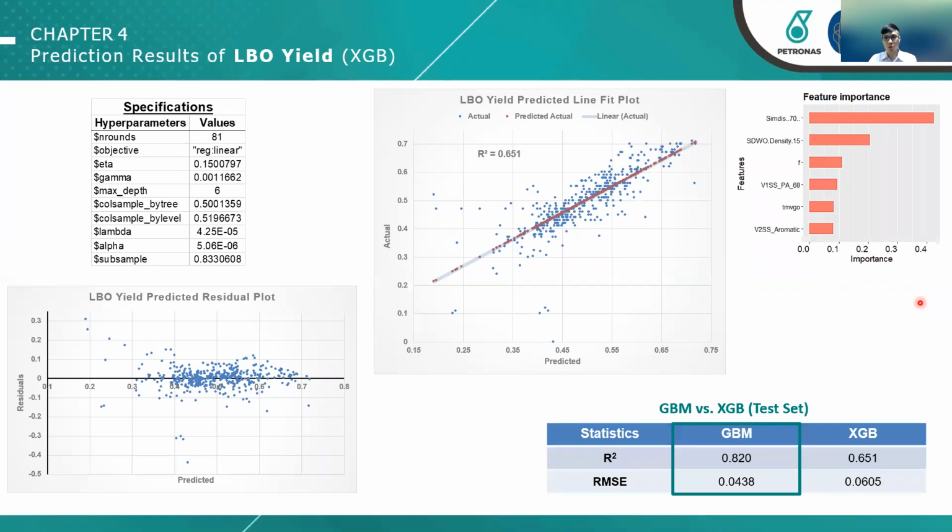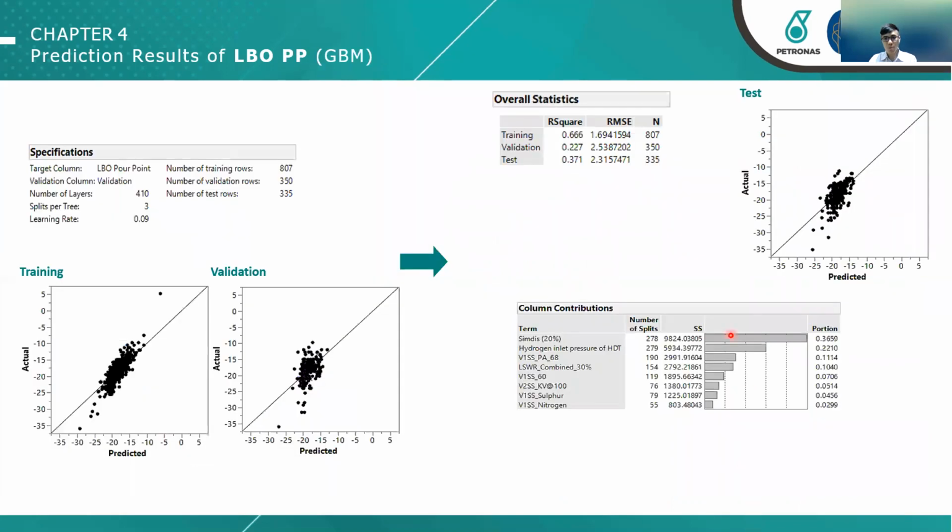Now, using the XGBoost algorithm, the overall fit does look okay, except that the data points that have yield below 0.5 seem to have poorer prediction than the higher yield data points. In the order of significance, somehow the algorithm reads that SIMDIS is the key predictor instead of wax density. The XGBoost yields an R-square of 0.65, which is notably poorer than GBM. Thus, GBM is likely to be the suitable algorithm for the prediction of base oil yield.